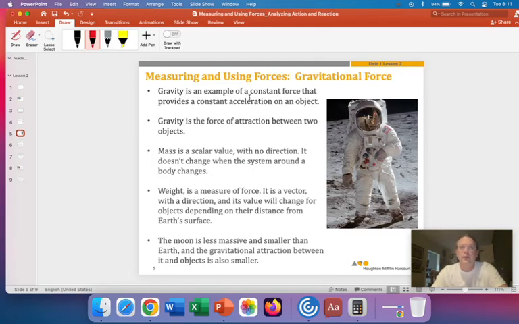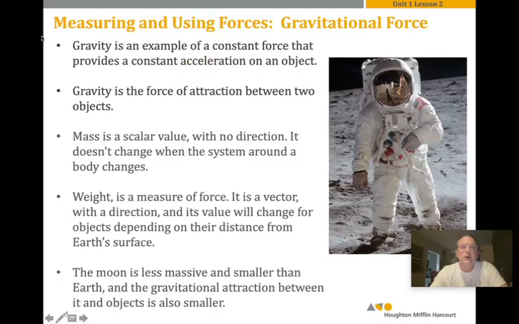Gravity is an example of a constant force that provides a constant acceleration on an object. Gravity is the force of attraction between two objects. Mass is a scalar value with no direction. It doesn't change when the system around a body changes. Okay, so the astronaut's mass will remain the same.